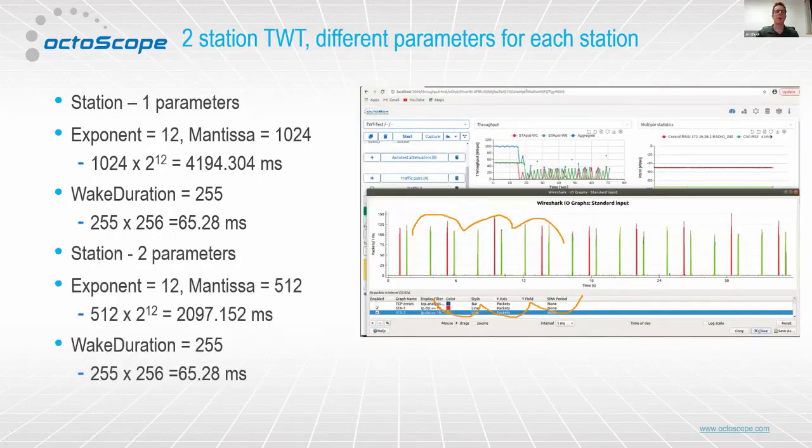In the second setup, station 1 has the same parameters as before, with the 4-second service period and the 65 millisecond wake period. But on station 2, we cut the mantissa down to 512, which cut its service period in half. So every 2 seconds, it's going to wake up to transmit. You can see that the offset still keeps them apart, and that we'll see 2 wake periods for station 2 for every one of station 1. Their timing just keeps them separate so they don't transmit over each other at any time.